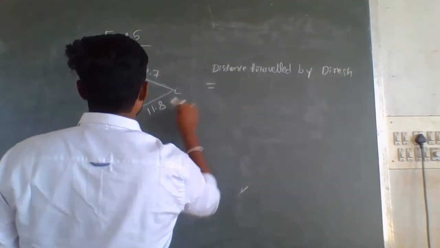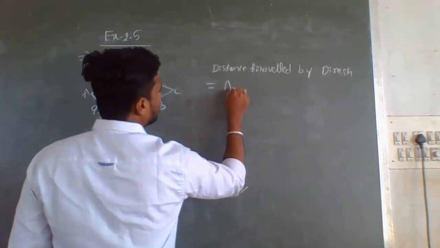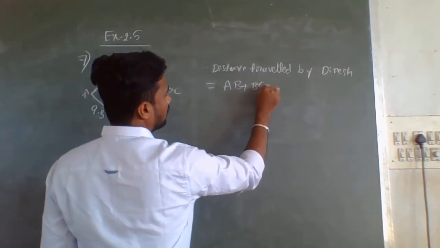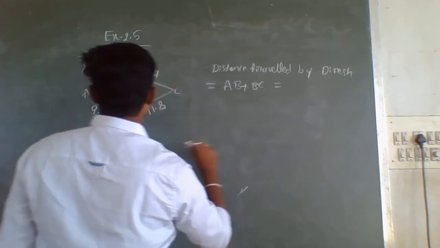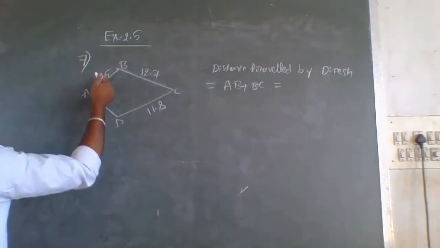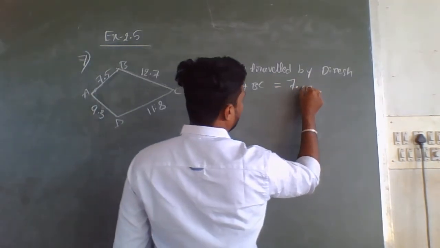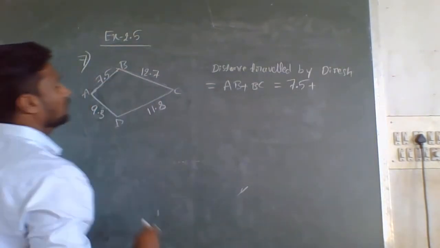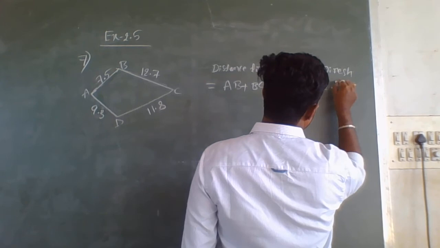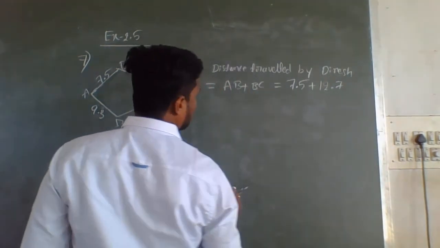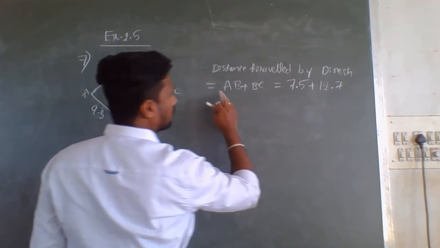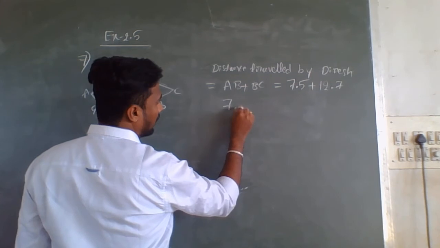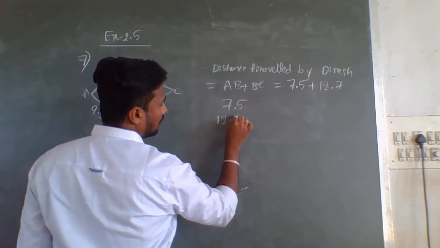How much did he travel? First he travelled from A to B, means AB. Next he travelled B to C, means BC. So we can write here the distance between A and B is 7.5 km plus distance between place B and C is 12.7 km. So now distance travelled by Dinesh equals AB plus BC, means 7.5 plus 12.7. So here I will add 7.5 plus 12.7.